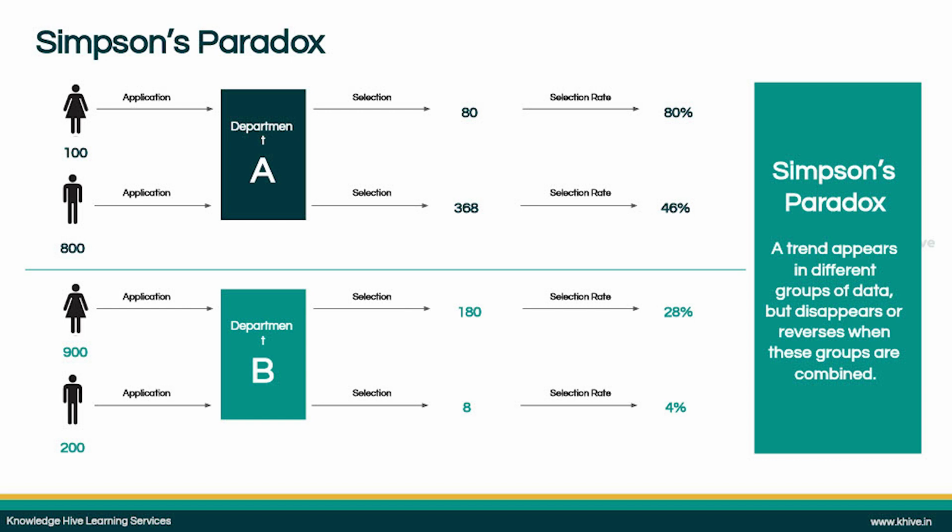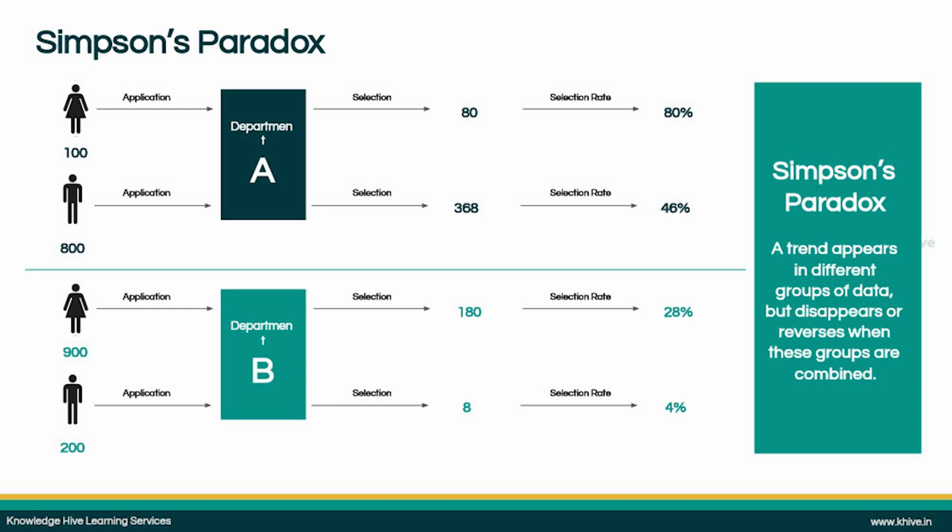Yet when you combine the data, it looks like men had the overall advantage. How does that happen? Is it because the application patterns were different? That's the key, as the material implies. It likely happened because, say, maybe Department A was much harder to get into overall, lower selection rates for both genders, but still higher for women within it, and far more men applied there.